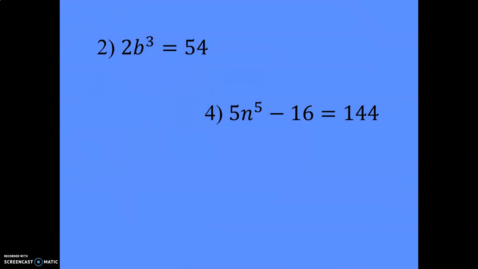All right, and I'm going to leave you with these two to figure out. 2b to the third power equals 54, and 5n to the fifth power minus 16 equals 144. Alright, so just like the square root undoes the second power, there are roots that will undo the third power and fifth power and any other power you might have. If you've got a calculator handy, that can help you, or give these a try. I bet you can figure out what these numbers are. I gave you some friendly numbers here.